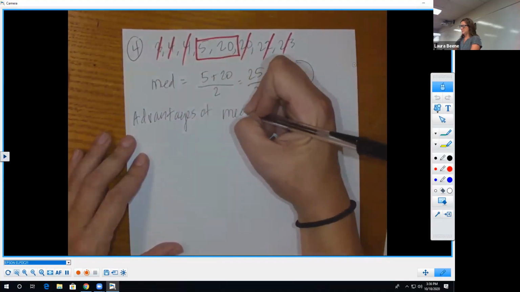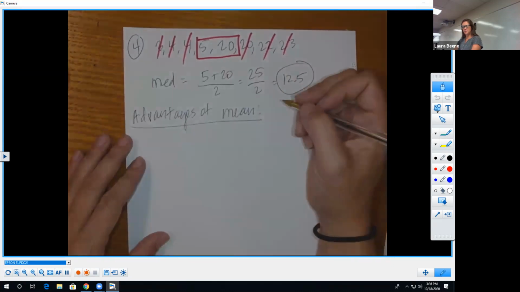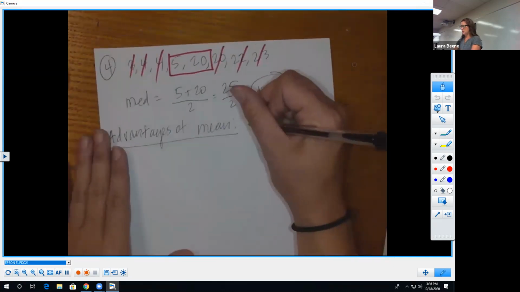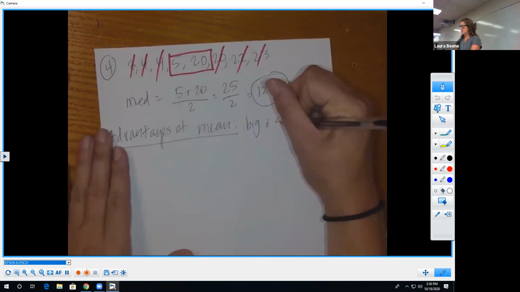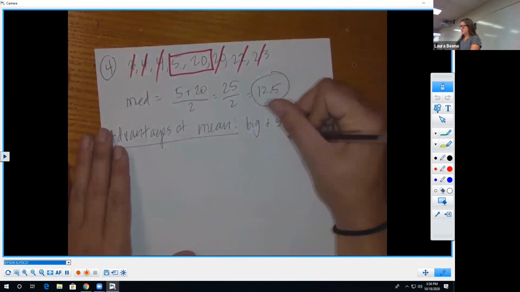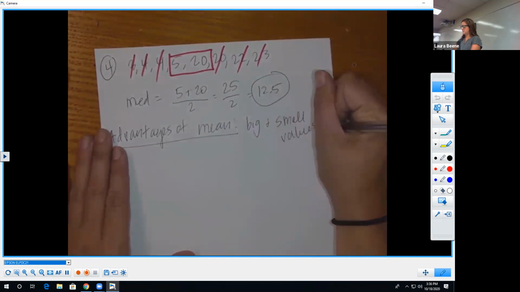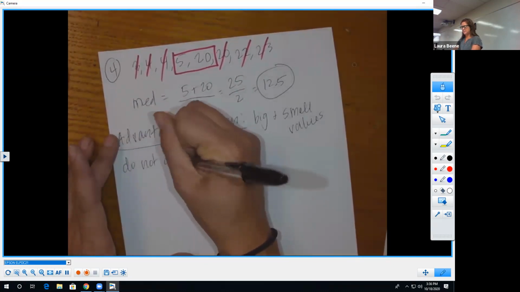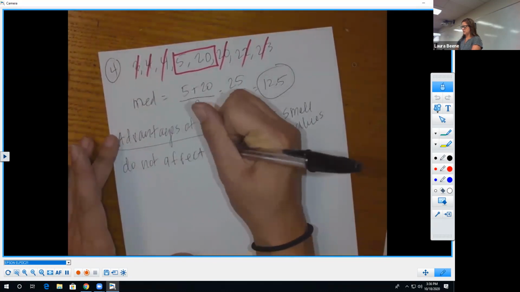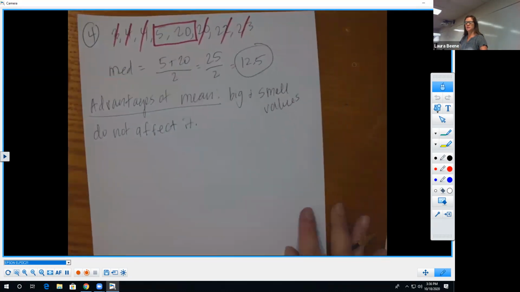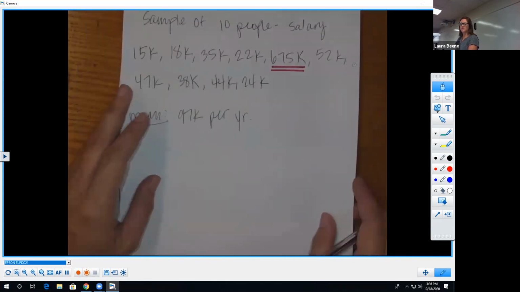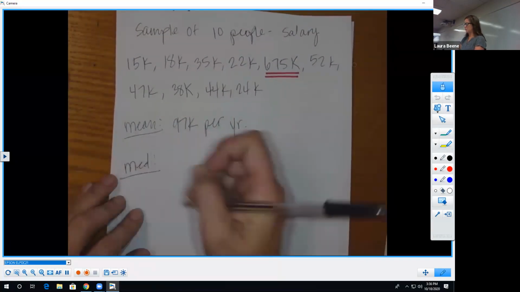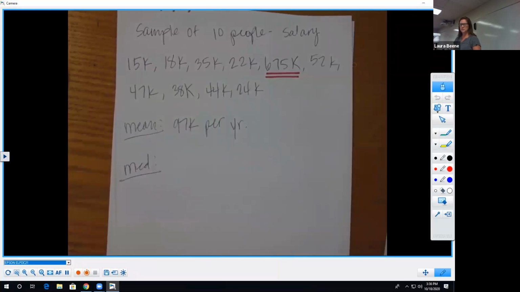The advantages of the mean are, first of all, that it's not easily skewed. So the really big and really small values do not affect it. And we can see that if we look at this example that we did a minute ago with the salary of the pupil. To find the median, we have to put it in order from least to greatest.